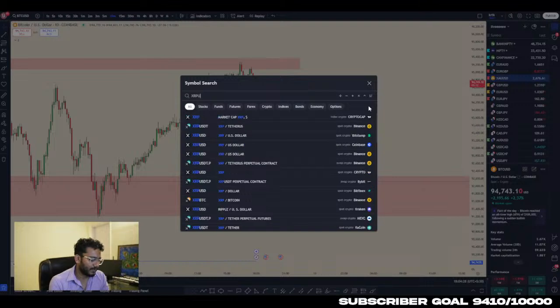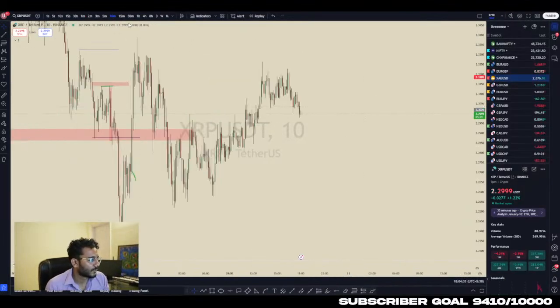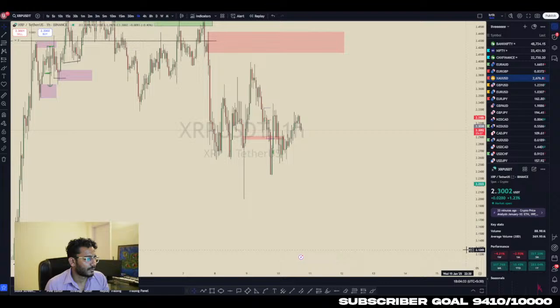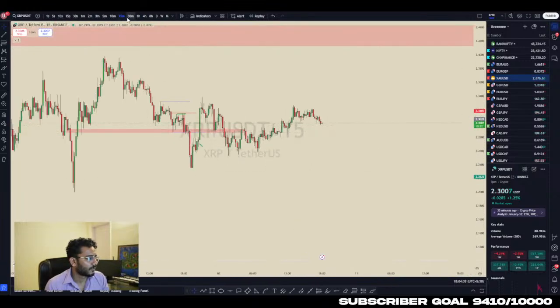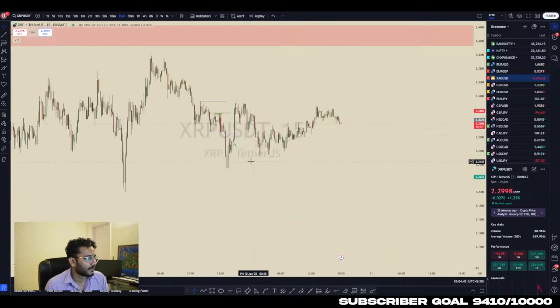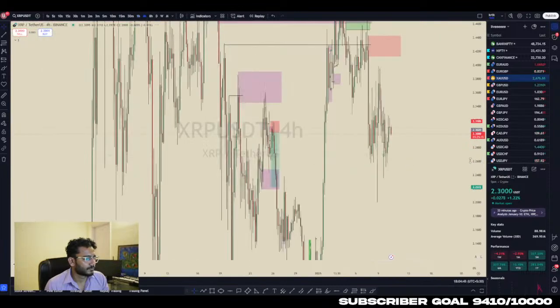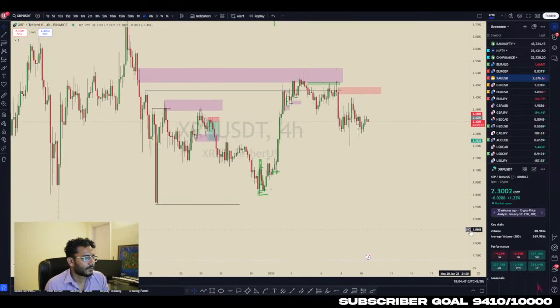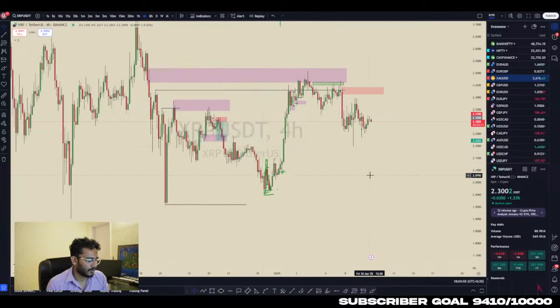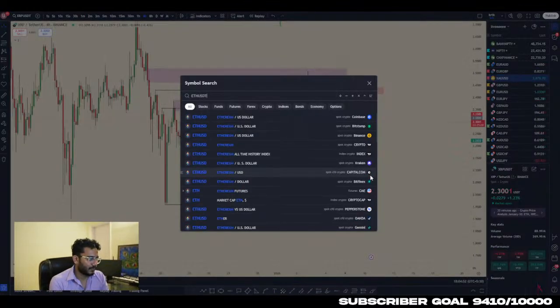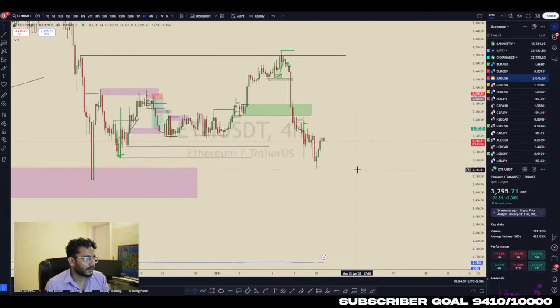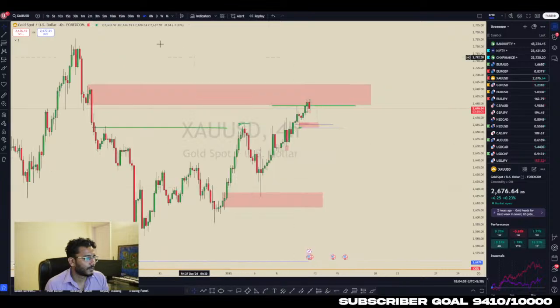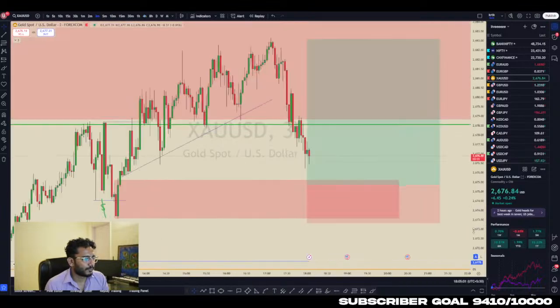Let's look at XRP USDT. What is this? Okay, Ethereum, USDT. Okay, so price has come to these lows and then again continues the upside. Okay, let's look at gold now.